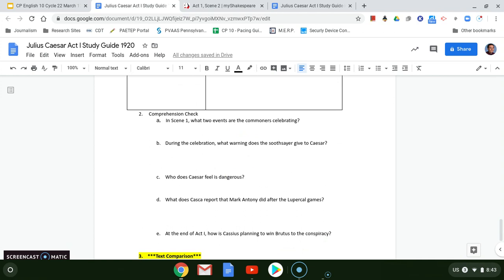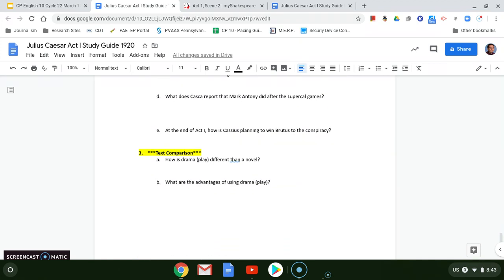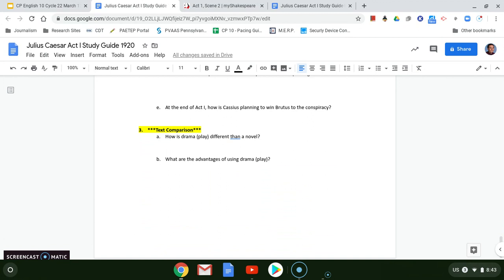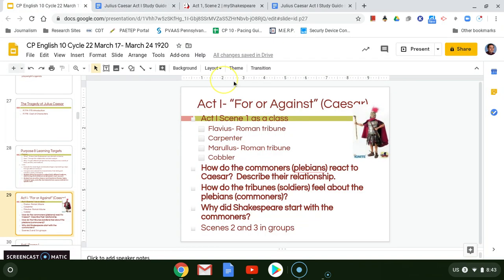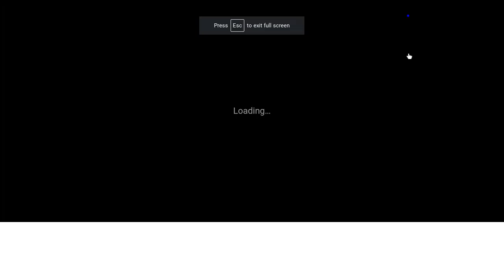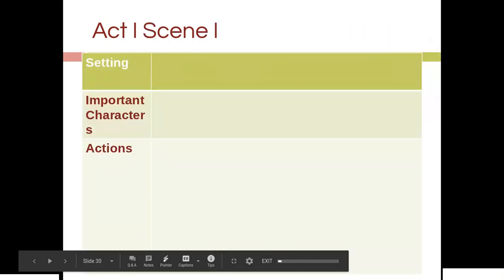And then there are these comprehension questions followed by the text comparison, because that is our main goal in this whole unit. It's not so much for you to understand all the little details about Caesar, it's to compare it to other pieces of text. So you want to think about, well, why did Shakespeare use a play rather than a novel? How are they different? What are the advantages of the play versus the novel? So your job is to read Act 1, all of Act 1, and complete that for homework.